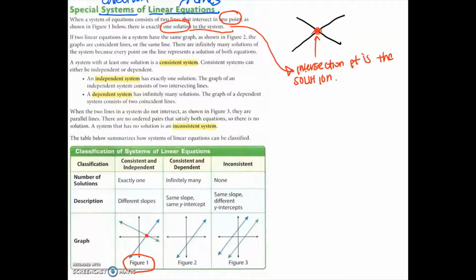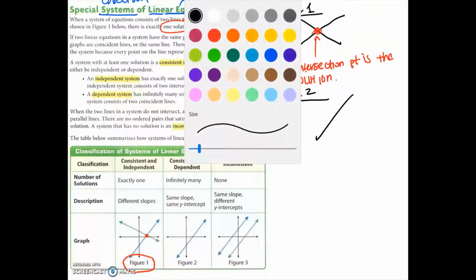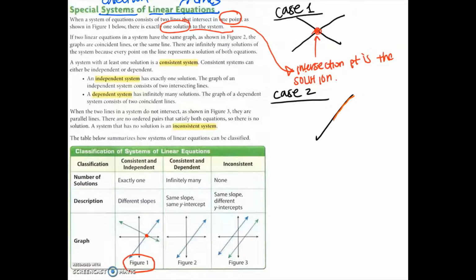If two linear equations in a system have the same graph, so how would a graph have the same graph? First of all, let's call this case 1. And now we're looking at a second case where the graphs are the same. So if I draw one line, one linear line, and another line with the orange to be the same, they have to be identical, or they lie on top of each other. So thinking about this case, how many solutions do you think this one will have? How many points on these two lines do they intersect?